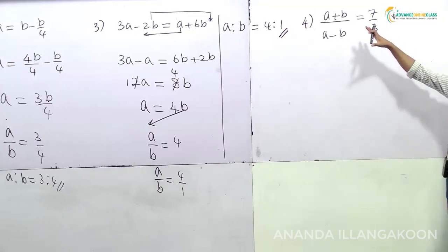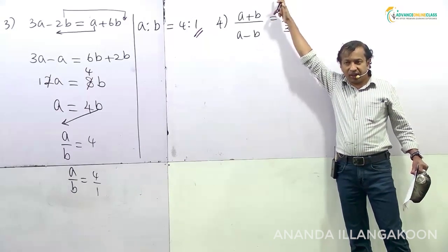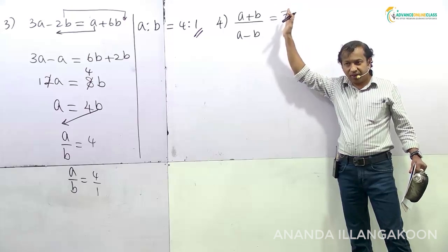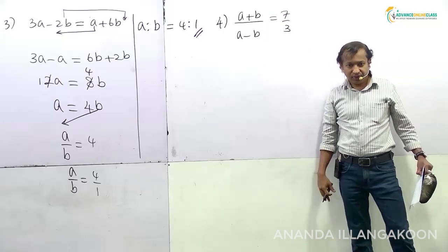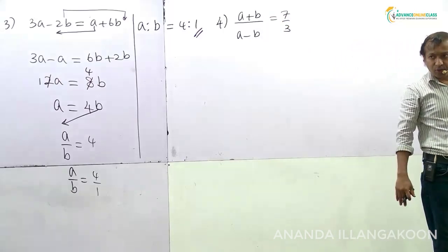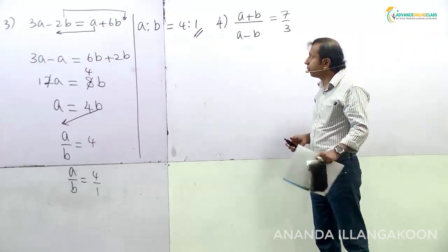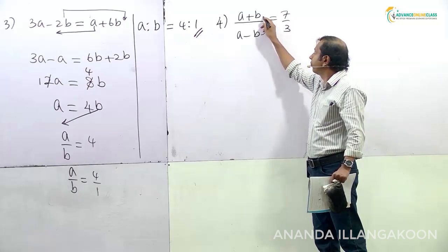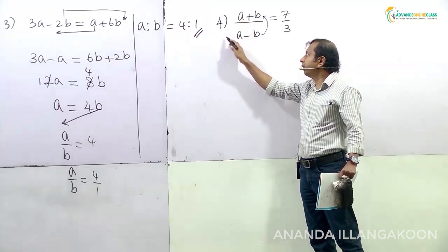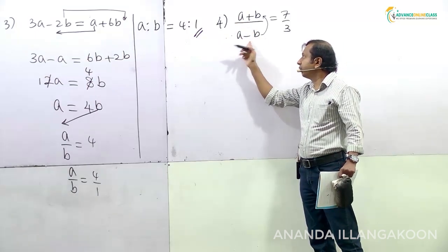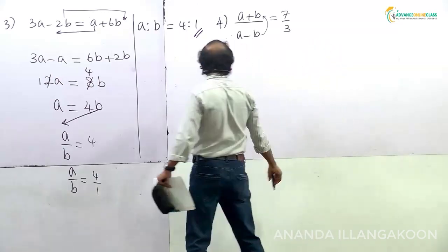I'll give you a hint. The last property we learned, we can apply here. What was that property? The denominator you can add to the numerator, and the denominator you can subtract from the numerator, and write the denominator. We apply that to both sides. Tell me what you get there?